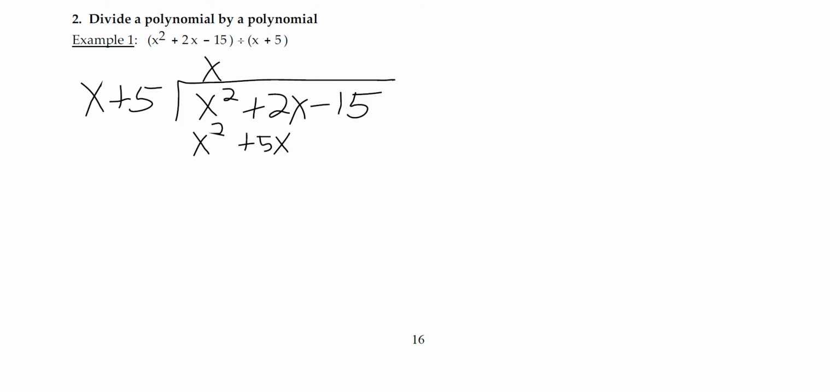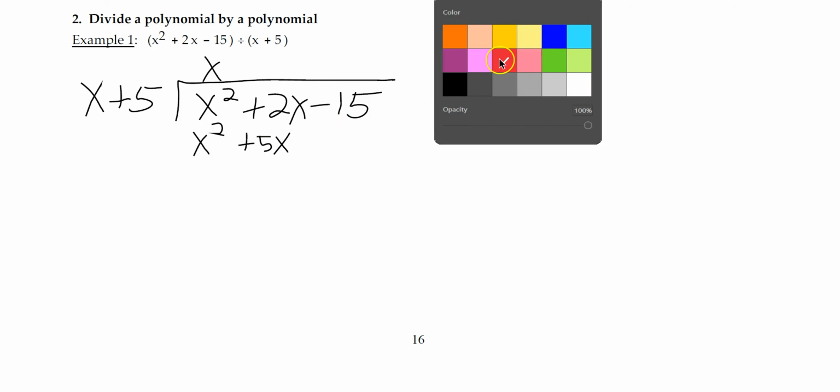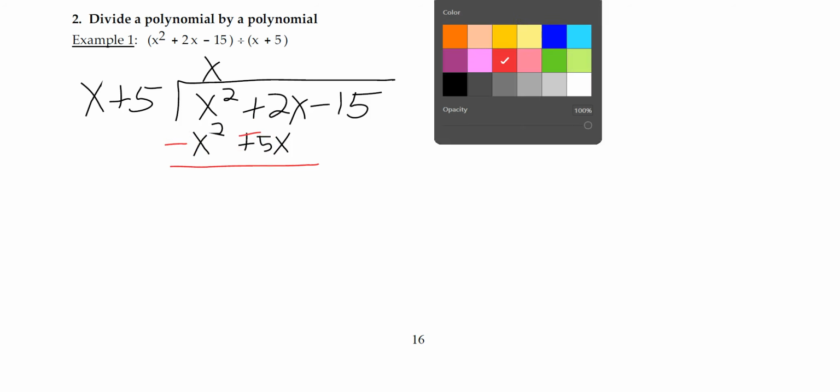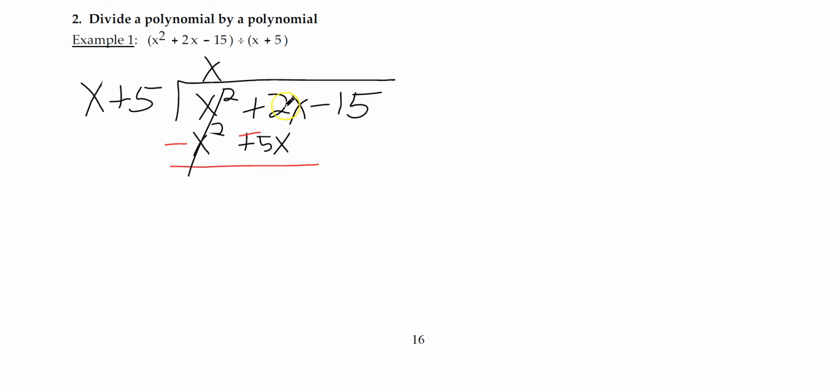Okay, now we draw the line and change the signs. That'll turn to minus, and that'll turn to minus. And x squared minus x squared, that's gone. 2x minus 5x, that is negative 3x. And we drop down to minus 15. And the question, x times what is negative 3x? And the answer, negative 3.